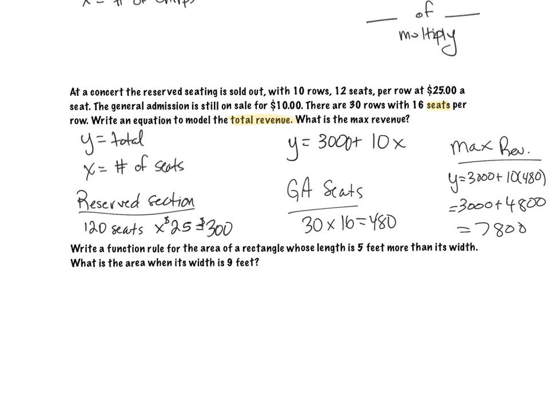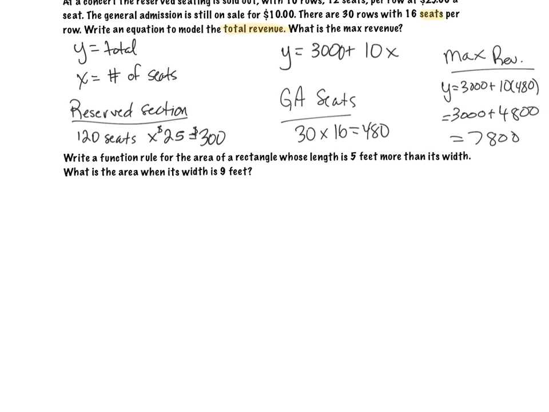All right, last one. We're done quickly. So this is write a function rule for the area of a rectangle whose length is 5 more than its width. So first thing I need to say is, anybody know what the area formula is for a rectangle? Anybody remember? Area of a rectangle? No? Yeah. Area of a rectangle is length times width.